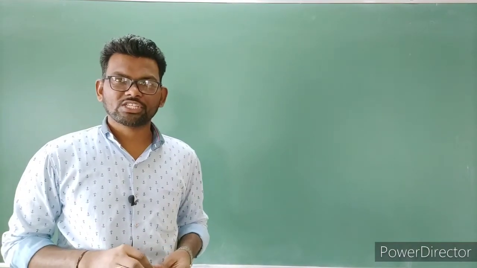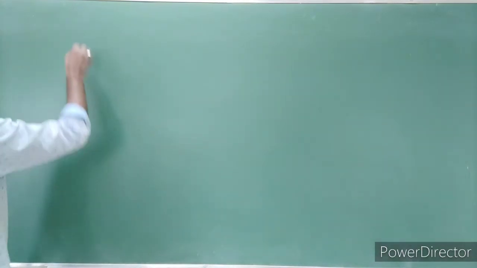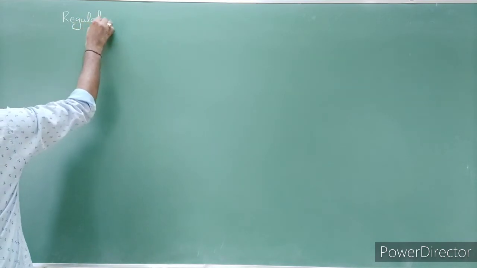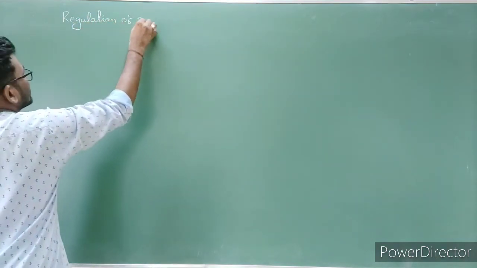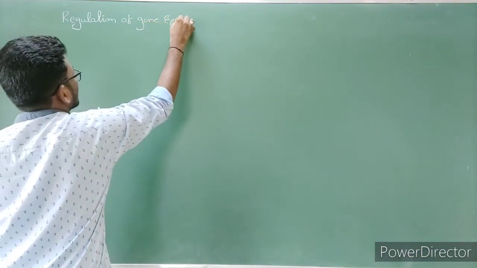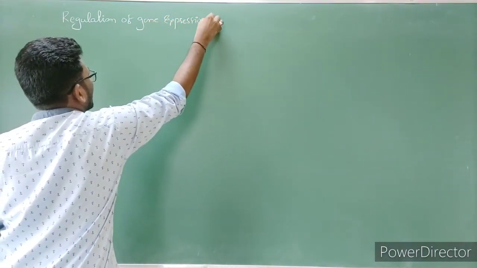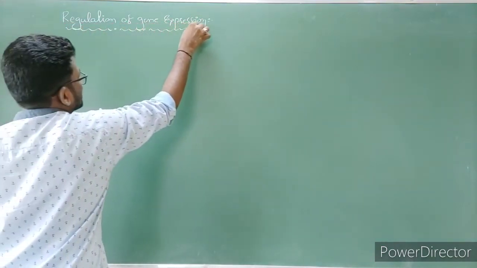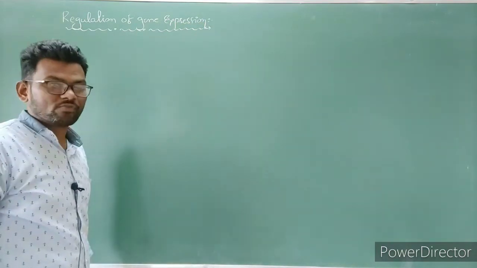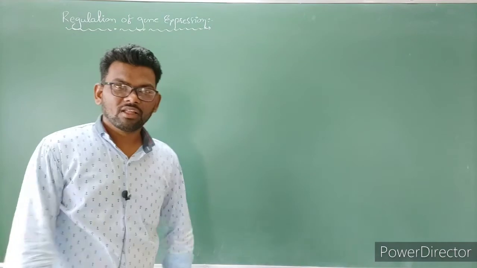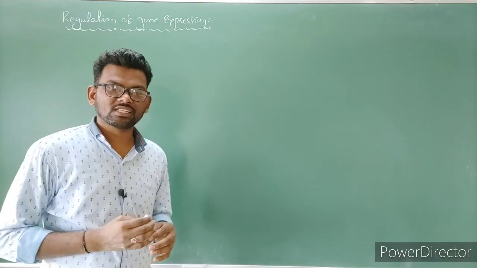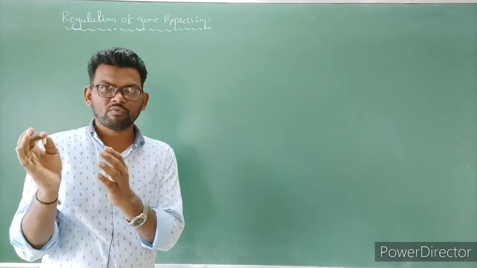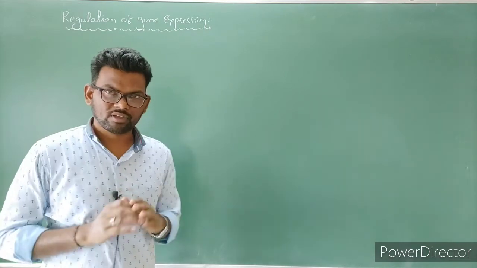Next topic is regulation of gene expression, right? So you have to know first what is regulation, what is the definition of gene, and what is expression. What is a gene? A gene is one small segment of DNA, or one short nucleotide sequence of DNA, which is going to code for one particular amino acid, right?